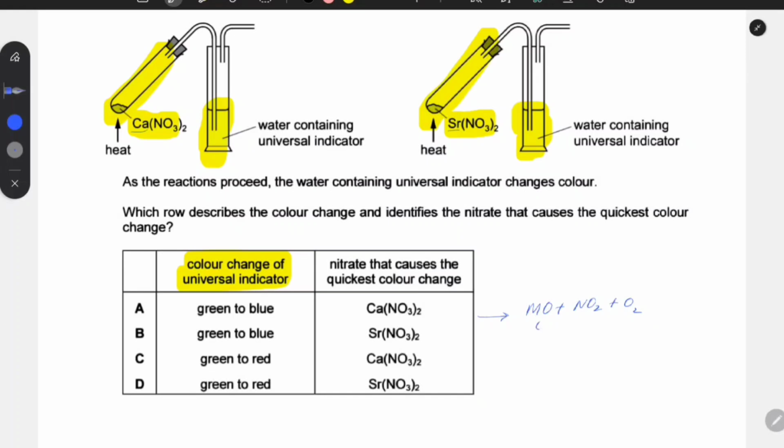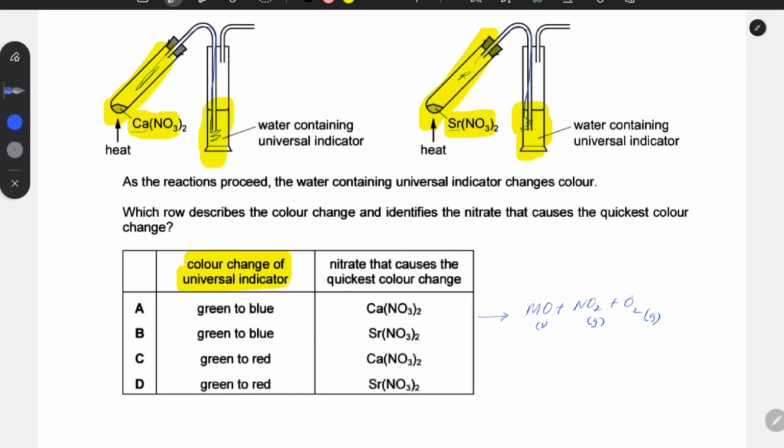And metal oxide will be solid. Metal oxide and nitrogen dioxide and oxygen, these two are gases. So we will get these two gases here in these two tubes. And when these two gases are transferred into this universal indicator, the universal indicator will turn acidic.